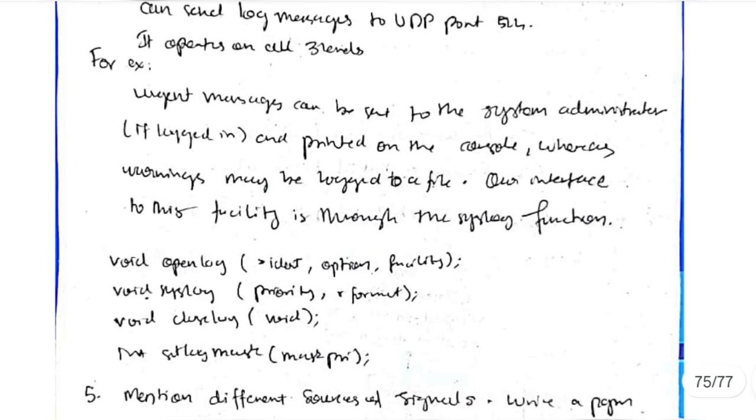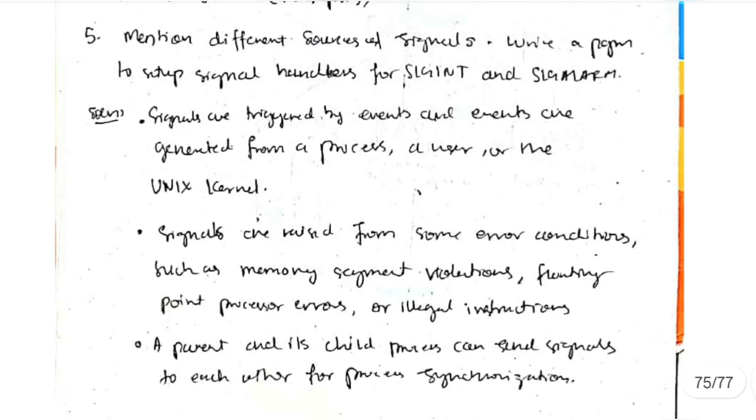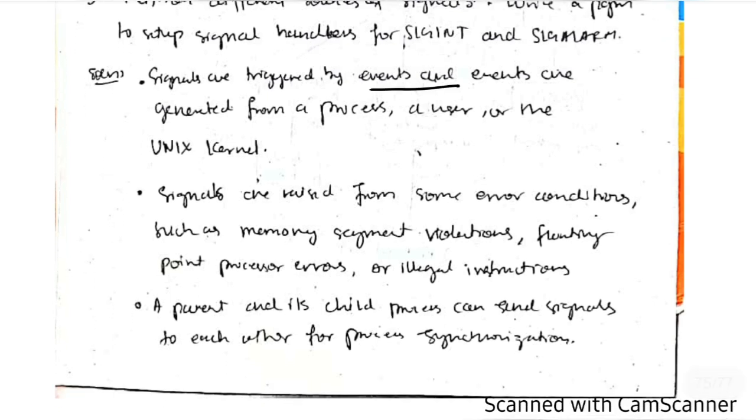And this is an example, you have to mention this example as well. And the next one is mention the different sources of signals. Write a program to set up a signal handler for SIGINT and SIGALRM API. What are the sources of signals? As already discussed, they are generated from events when some error happens, or when parent and child processes do not synchronize properly, or they fork.